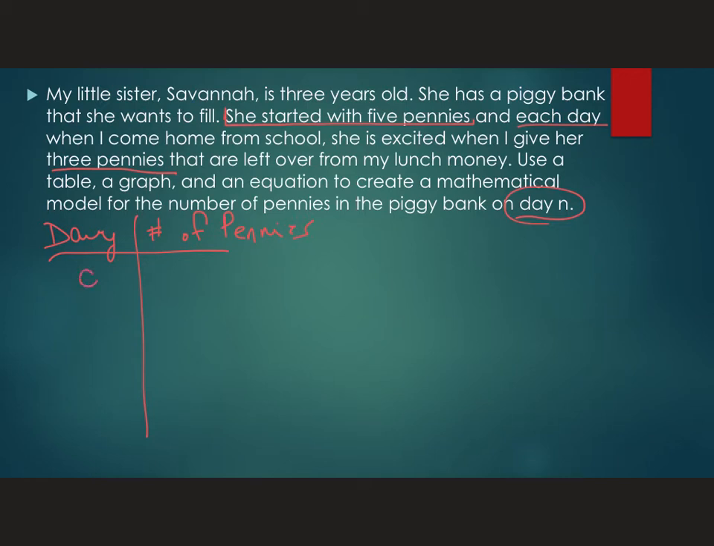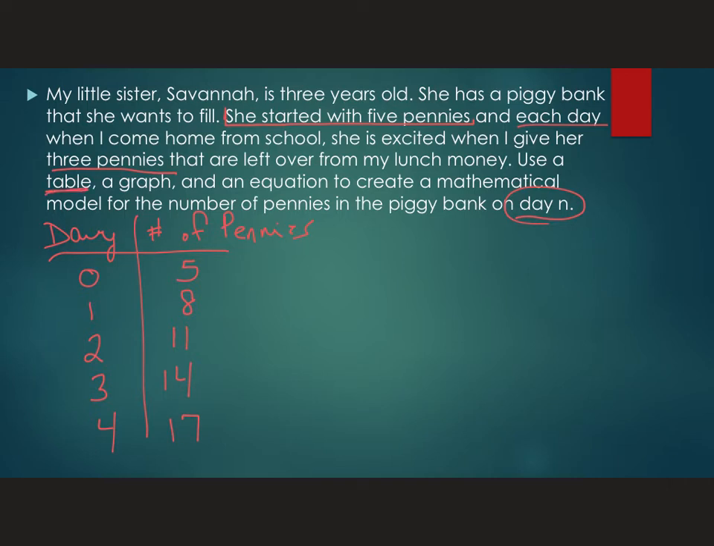So at the beginning, day 0, how many pennies did she start with? She started with 5 pennies. And then each day she gets 3. So on day 1, she has 8 pennies. Day 2, she has 11 pennies. Day 3, she has 14. Day 4, she has 17. And we keep going. Okay, so there's our table.